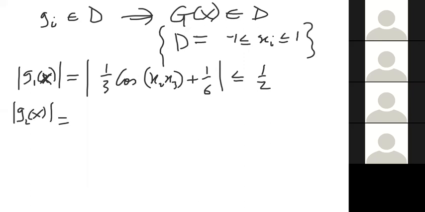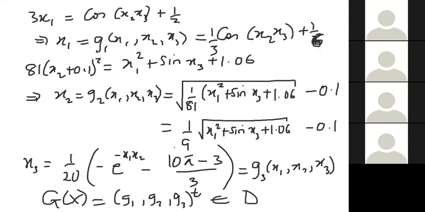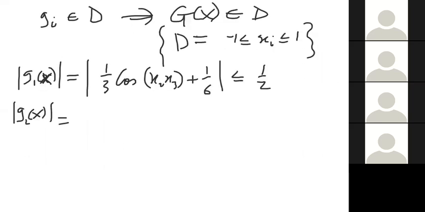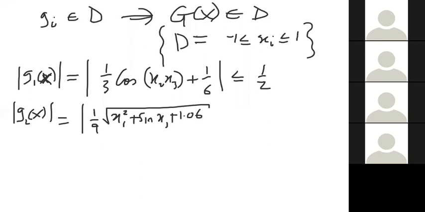Okay, so I'll do the same to G2x. In this case, G2x, let me take you to the previous board. What do I have? G2x. Okay, I have this particular function. So that's what I'm going to consider. Absolute value of 1 over 9 times the square root of x1 squared plus sine x3 plus 1.06, then minus 0.1. So you'll be able to see that for all those values that you have in D, this expression will be positive.